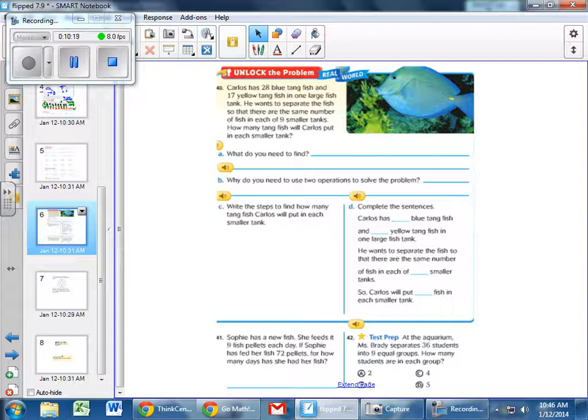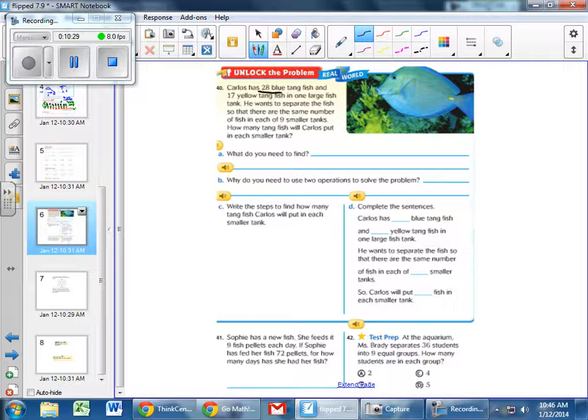And there is no chart for us to use again today. So once I said that in that one lesson, now they're not going to give us any more. Carlos has 28 blue tang fish and 17 yellow tang fish and 1 large fish tank. He wants to separate the fish so that there are the same number in each of 9 smaller tanks. How many tang fish will Carlos put in each small tank? What is it we need to find? The number he wants in smaller tanks.